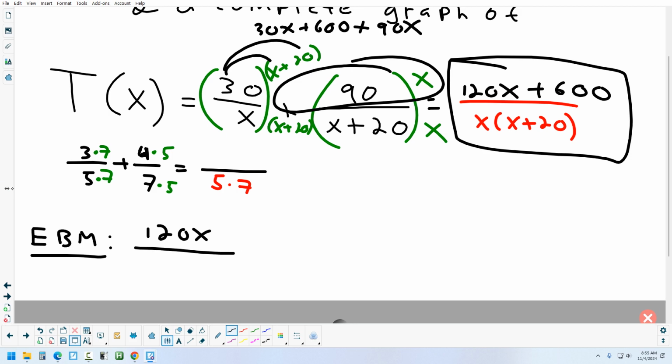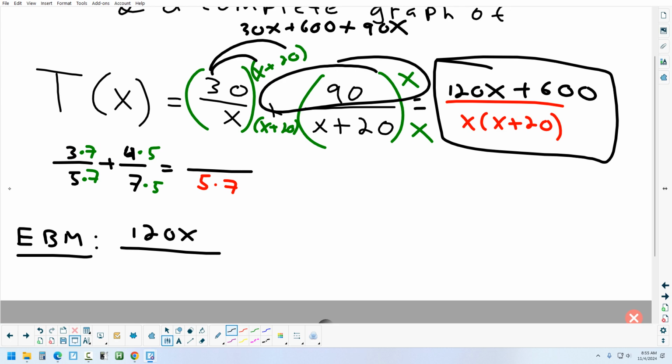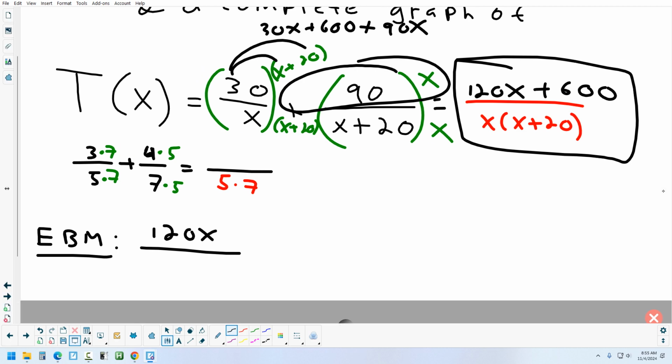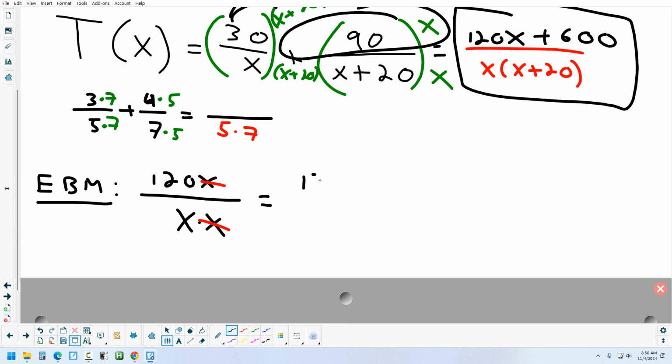Now you're going to be a little careful about the bottom. What would be the highest degree term in the bottom if that was all multiplied out? x squared. You'd have an x squared, and you'd have a plus 20x. The one with the highest degree is x squared. Now that reduces a little bit. What can you cancel from the top and the bottom? 1x. And what does that leave you with? 120 over x. Okay, so there's your EBM.